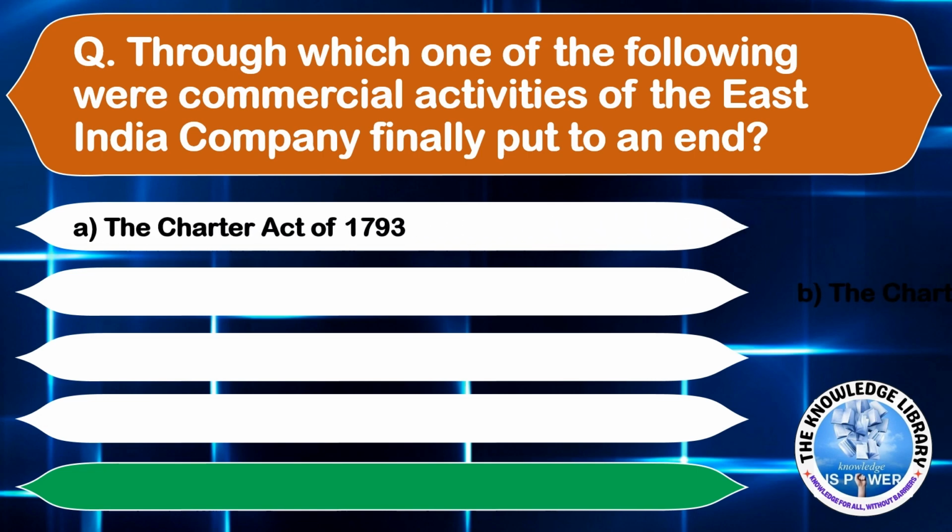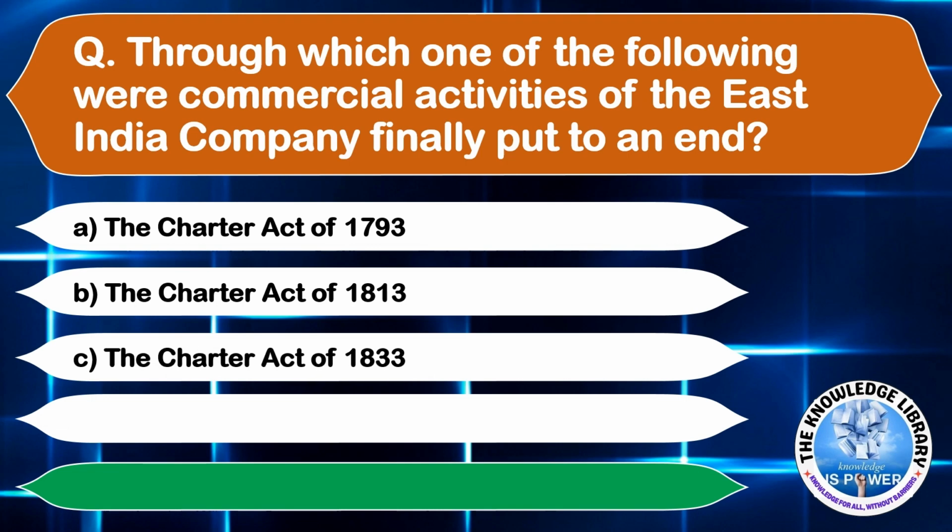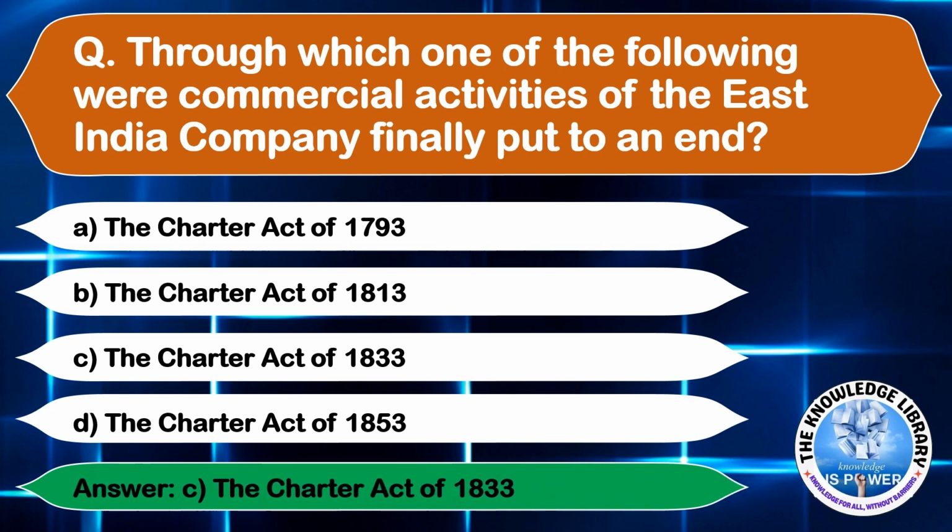Option A, the Charter Act of 1793. Option B, the Charter Act of 1813. Option C, the Charter Act of 1833, and option D, the Charter Act of 1853. The correct answer is option C, the Charter Act of 1833. Moving on to the next question.